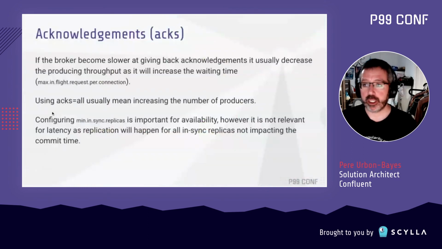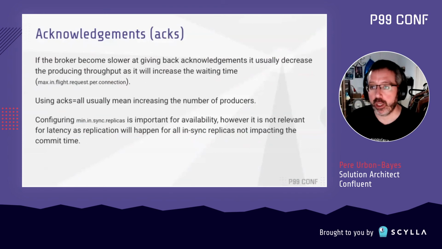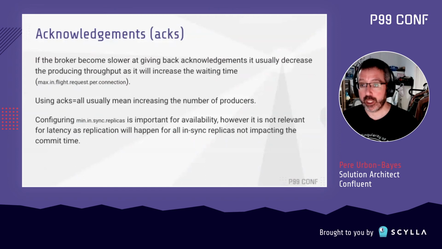Acknowledgements. If the brokers are slower giving acknowledgements back, it usually decreases the producing throughput. This means it will increase waiting time, because until I get the acknowledgement, I cannot continue. If we use acks=all, it usually means increasing the number of producers. When we configure min in-sync replicas, it's important for availability, but it's a trade-off for latency, as replication will happen for all in-sync replicas.